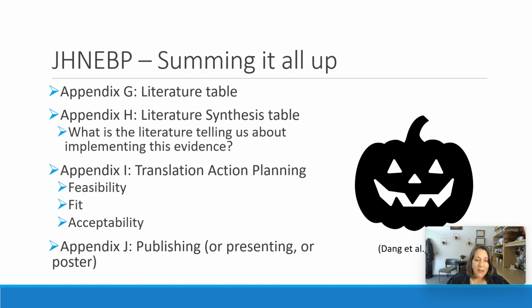Appendix I then takes those recommendations from the synthesis and translates them into an action plan, and looks at also what is the feasibility, how much is this going to cost versus the benefit, what's the fit for our particular facility or our client population, and what's the acceptability. Will this be an accepted intervention? Appendix J then looks at dissemination. Are we going to publish this? Are we going to present it?